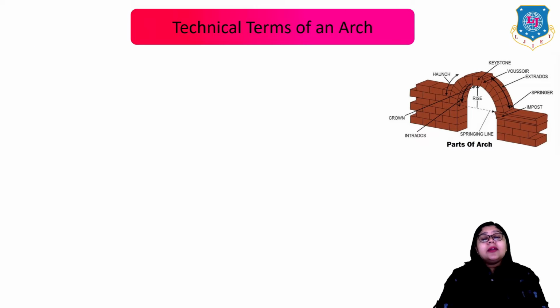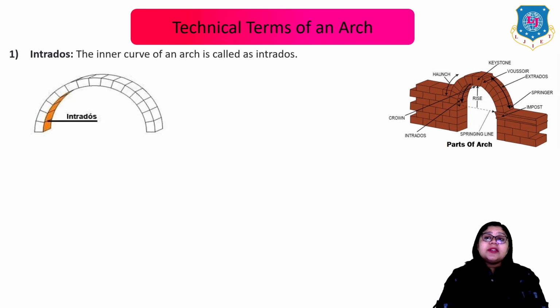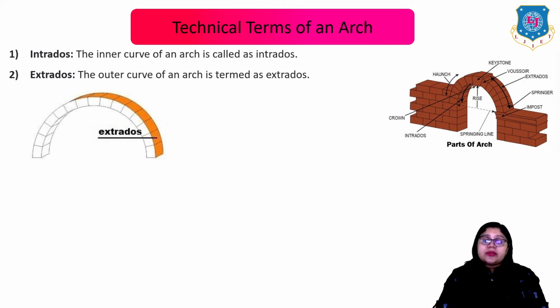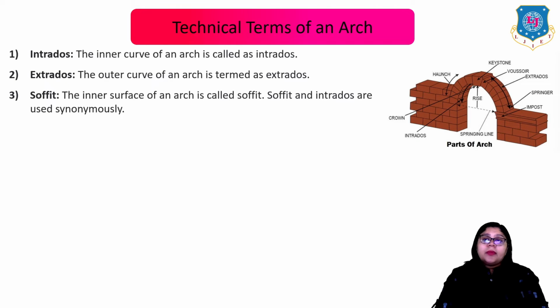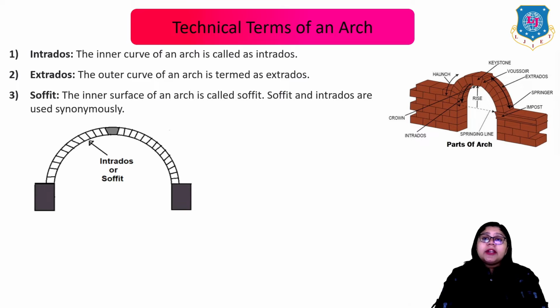Now let us understand all the technical terms of an arch. The first is the intrados. The inner curve of an arch is called the intrados, as you can see in this image. Next is the extrados. The outer curve of an arch is termed the extrados, as shown in this figure. Next is the soffit. The inner surface of an arch is called the soffit. Soffit and intrados are used synonymously, as shown in this figure.